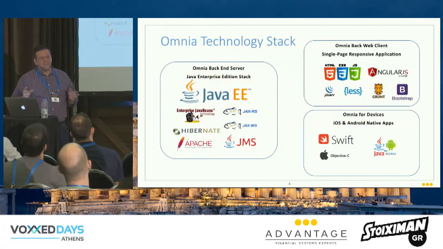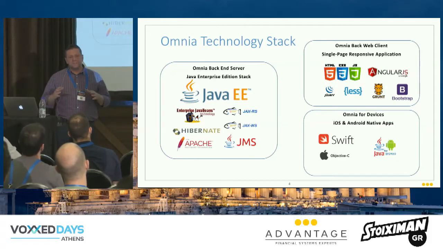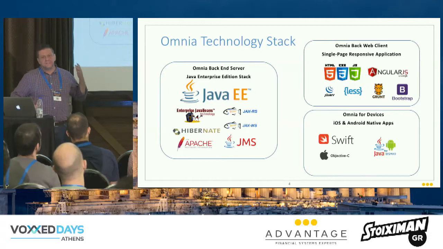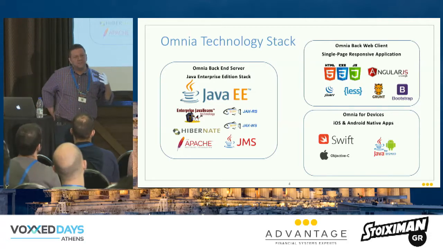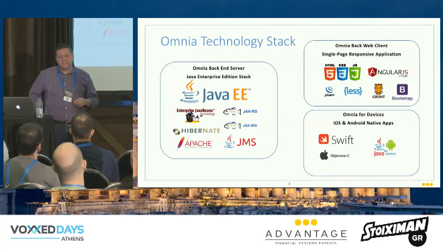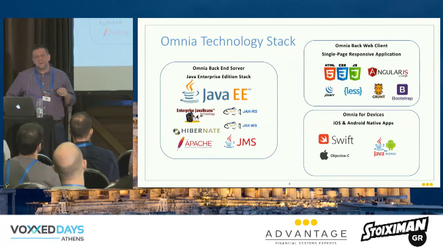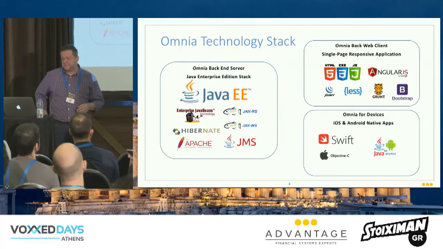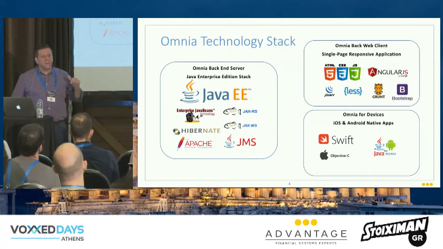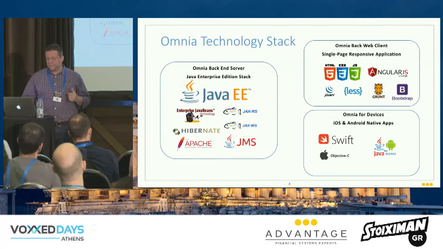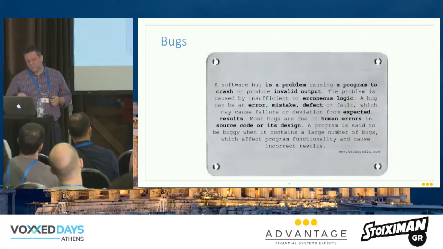So we have a multi-channel solution, which means that we support all digital channels. This is our technology stack. On the server is JEE, the Java Enterprise Edition framework. The web channel is a standalone web application, which is a single-page responsive web application supporting all kinds of browsers from desktops to devices. And we also implement mobile banking apps on iOS and Android natively with the native SDKs.